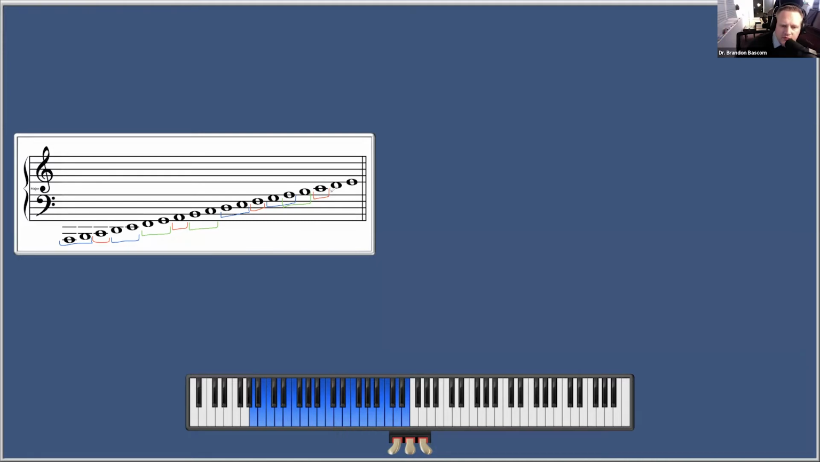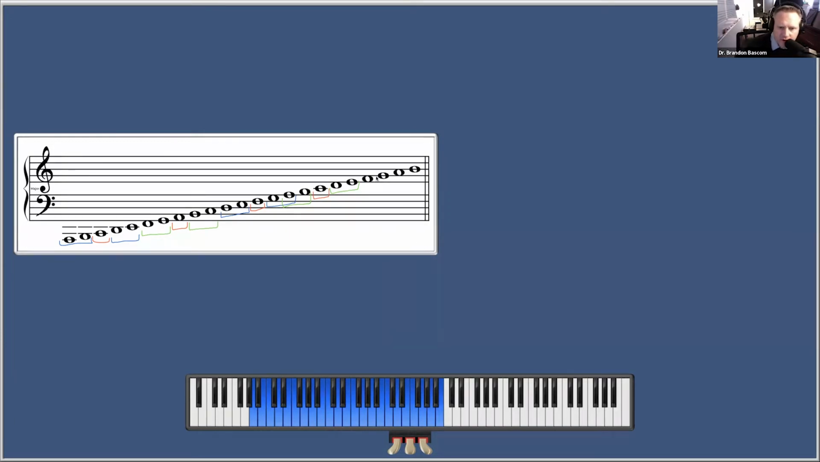And middle C is responsible for a step above D and a skip above E. My next home note is G clef G. G clef G is responsible for a step below, which is F. And G clef G is responsible for a skip below, which is E. G clef G is responsible for a step above, which is A. And a skip above, which is B.